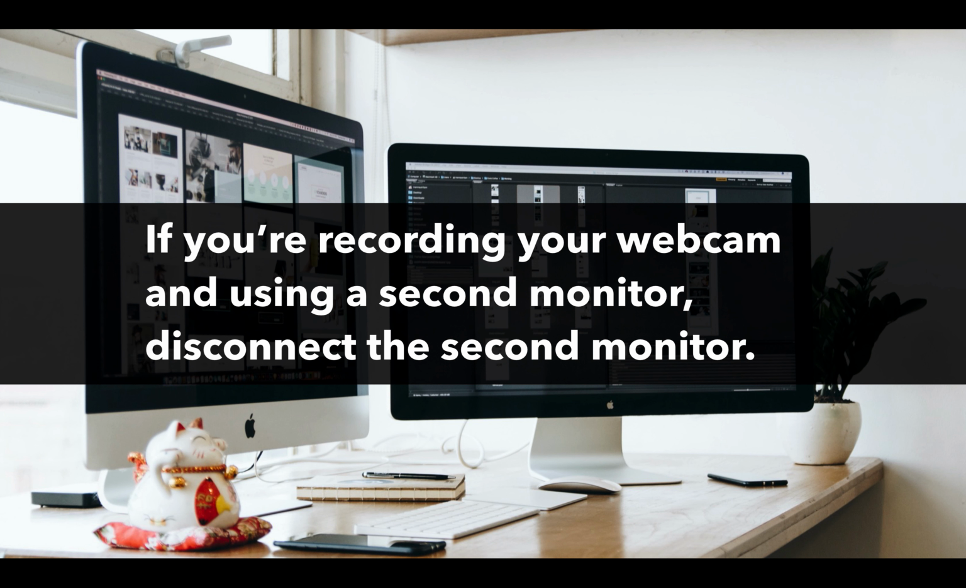The second tip is that if you're recording your webcam and you're using a second monitor, we recommend disconnecting the second monitor. The reason for that is we've had some folks who have experienced audio syncing issues where the audio doesn't quite match up to the voice when someone is recorded talking. And that seems to only happen if someone's using an older version of Kaltura Personal Capture, or if they have a second monitor that's plugged in at the time.